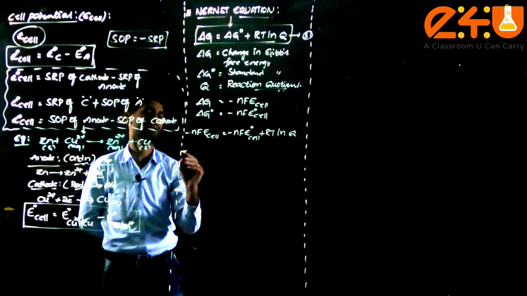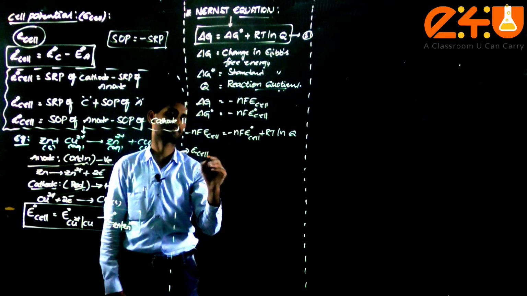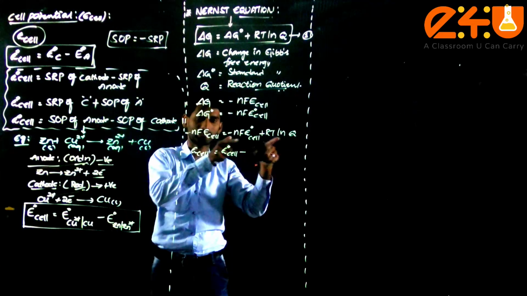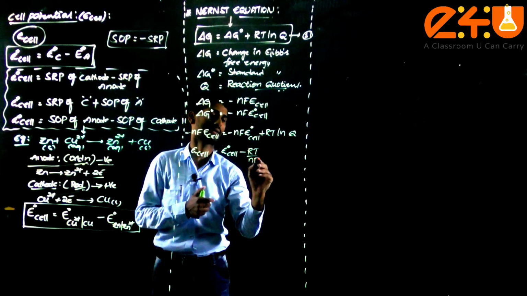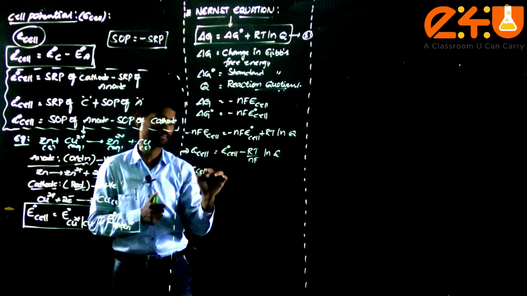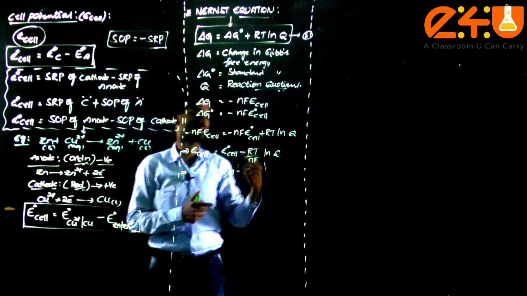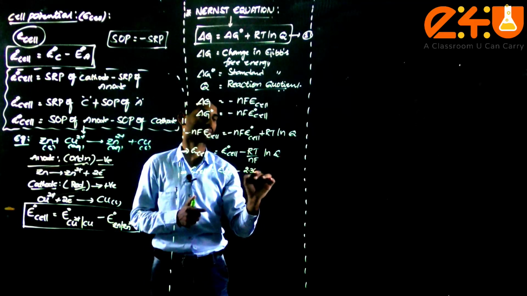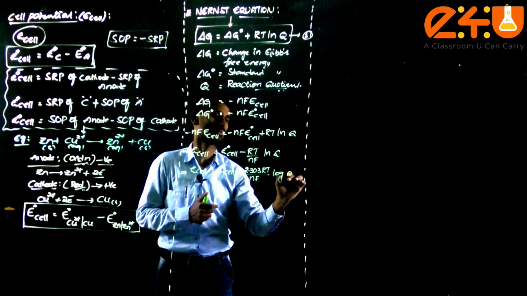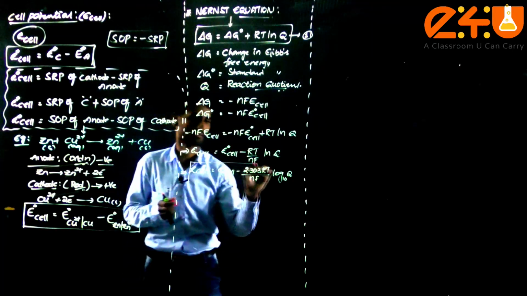How do we write this, dears? Taking NF as common and dividing, E cell is equal to E naught cell minus RT divided by NF ln Q. Converting natural logarithm to base 10, E cell is equal to E naught cell minus 2.303 RT divided by NF log Q to the base 10. This is one expression we can take.